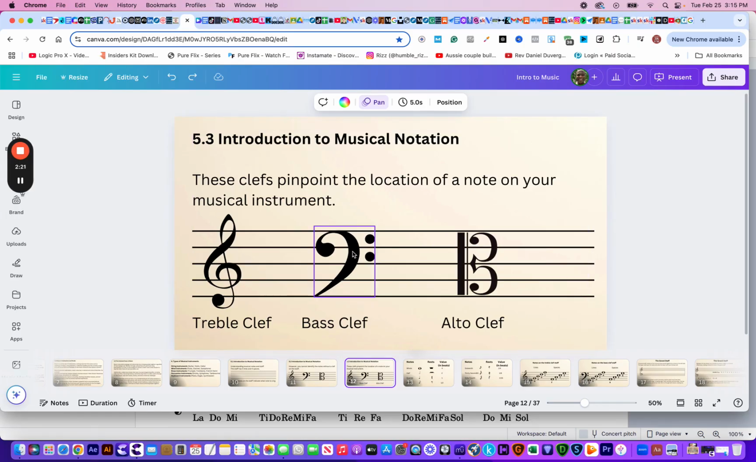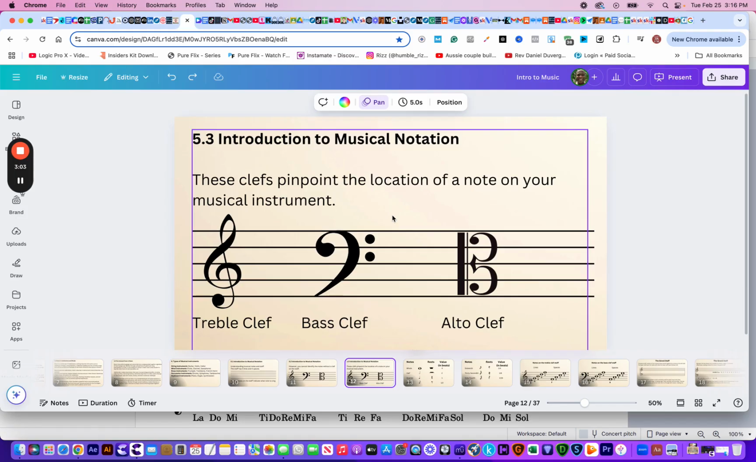If it was the bass clef that was in the beginning of the staff, usually it's one clef per staff. If it was a bass clef, then I would know that based on the symbol and those two dots that this is F, and this is called bass F. And I would know also that bass F is located, let's say, 1, 2, 3, 4, 5 notes away from middle C on the piano.